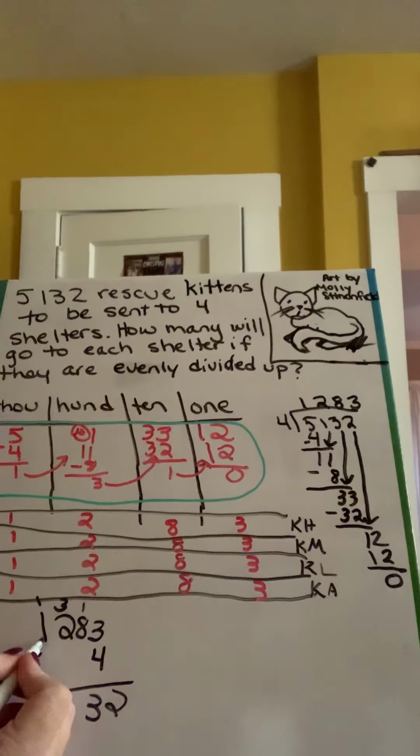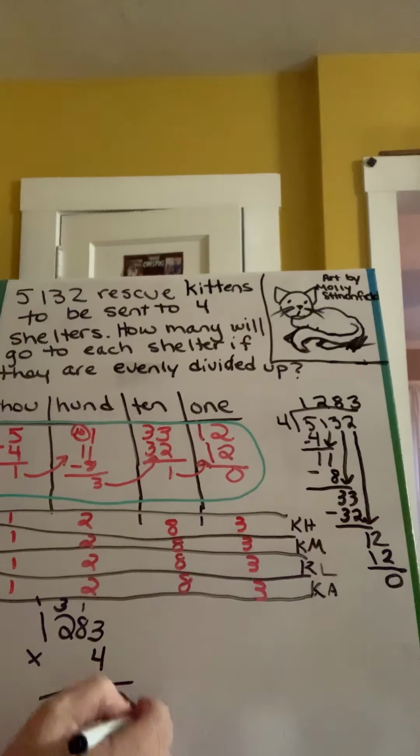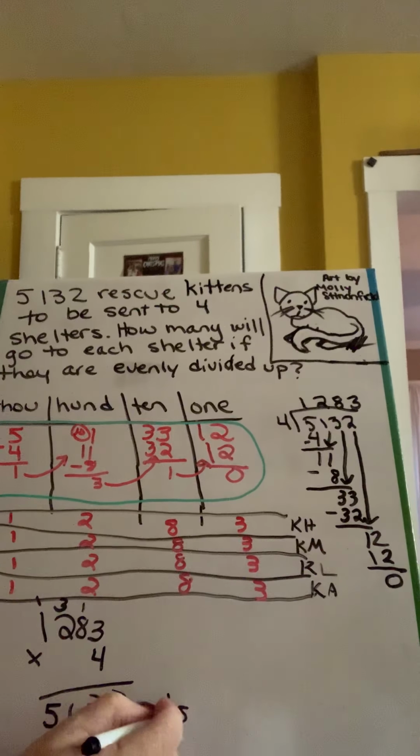4 times 1 is 4. Plus the one I carried over here, 5. That's what I had there. And then I have my amount of cats that I started with.